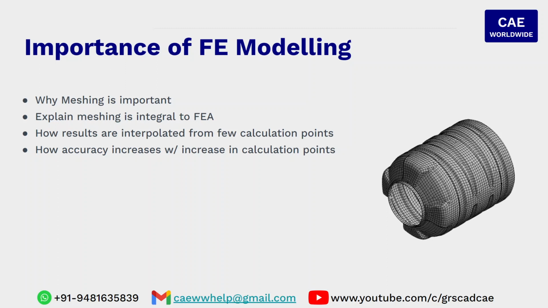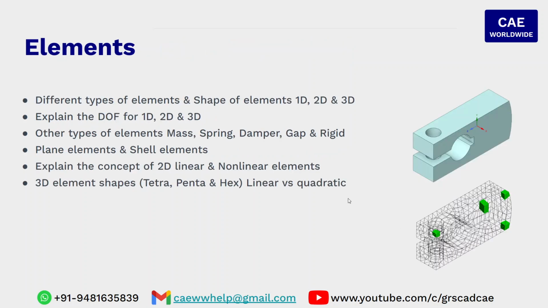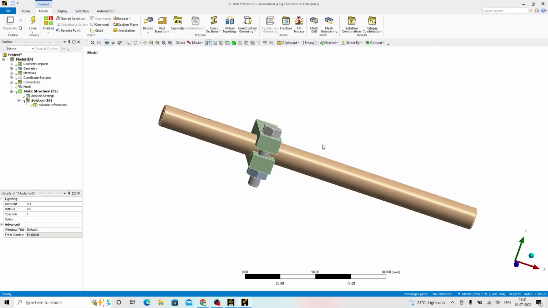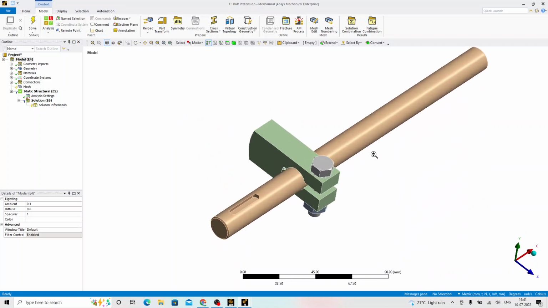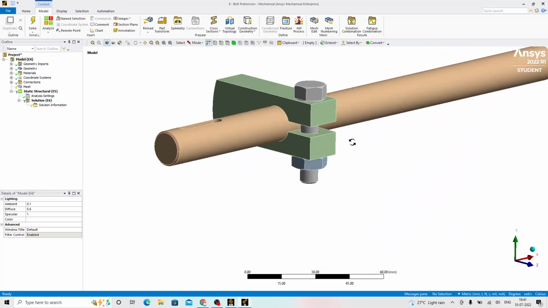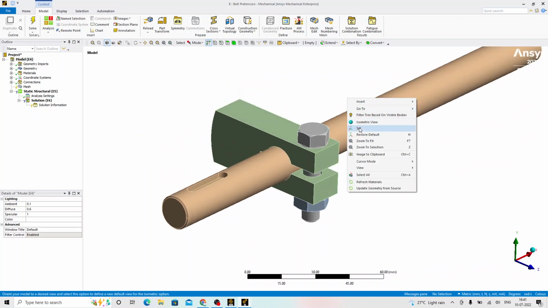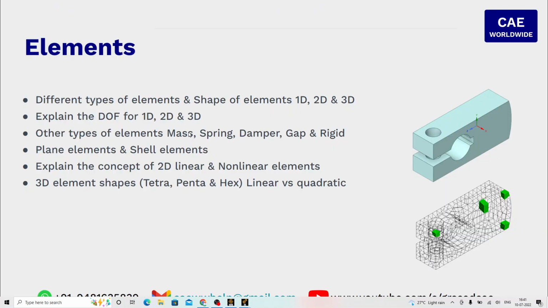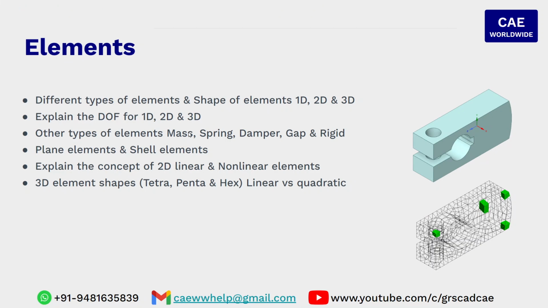We discuss how the calculation happens in the finite element analysis, how the results are extrapolated, and how the accuracy of the simulation will increase with the refinement of the mesh. Then we will discuss the elements, that is either a 1D element, a 2D element, or a 3D element, based upon the application, whether the geometry can be simplified to 1D or 2D or whether it has to be considered for 3D itself. A detailed discussion about these things will be done when we discuss the elements. We talk about their degrees of freedom.